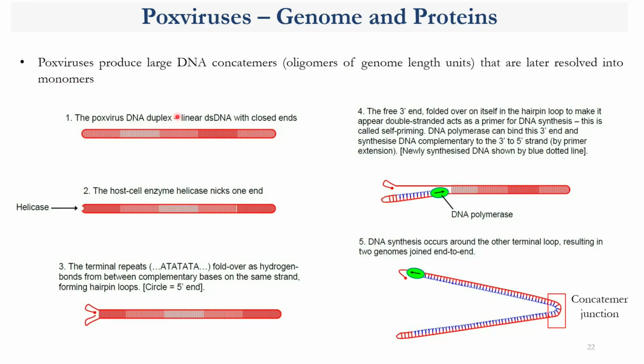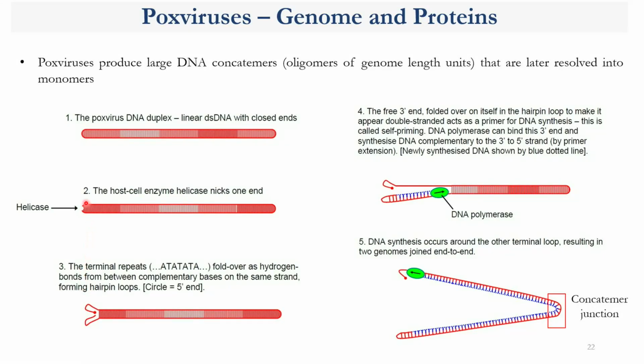So this is your poxvirus DNA, a double-stranded molecule. But remember that this has closed ends. It does not have open ends, okay? So you're forming these closed end structures, and that's how the DNA exists in this virus. Now, first step is a host cell enzyme called helicase, which will nick the DNA on one side of this molecule. Okay, so you make this small nick.